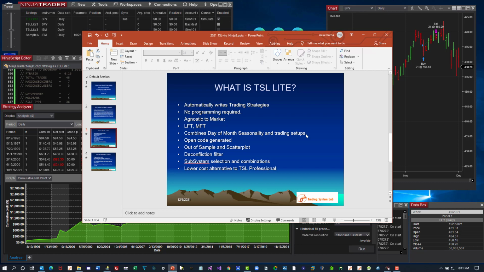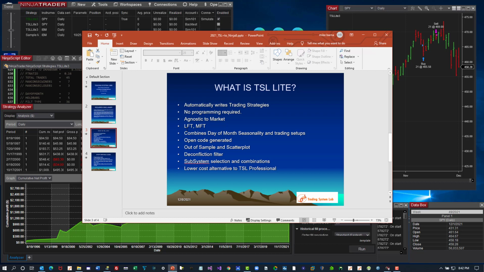There's also day of week volatility, day of month volatility that we're going to be exploiting here, as well as month of year volatility, week of year volatility, and day of week inside the month type of volatility. For TSL Lite, I decided to start with day of month because it was well behaved in my opinion, and was a great starting point.